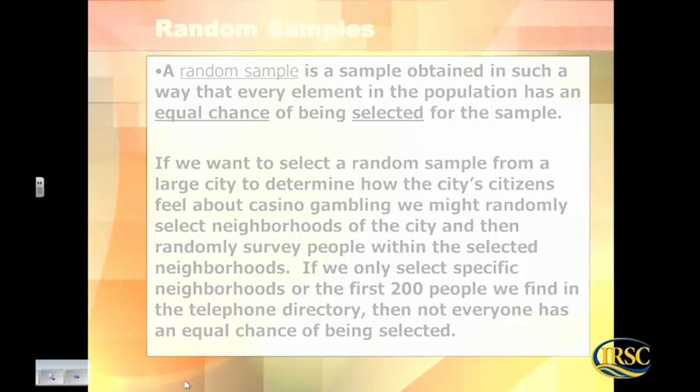So if you want to select a random sample of a large city to decide how the city's citizens feel about casino gambling, okay, this would be an example. We might randomly select neighborhoods of the city and then randomly survey people within the selected neighborhoods. Now, if we only select specific neighborhoods or the first 200 people we find in the telephone directory, then not everyone has an equal chance of being selected. So if we pick the first 200 people in the telephone directory, would I even have a shot at being selected, having a last name that starts with S?